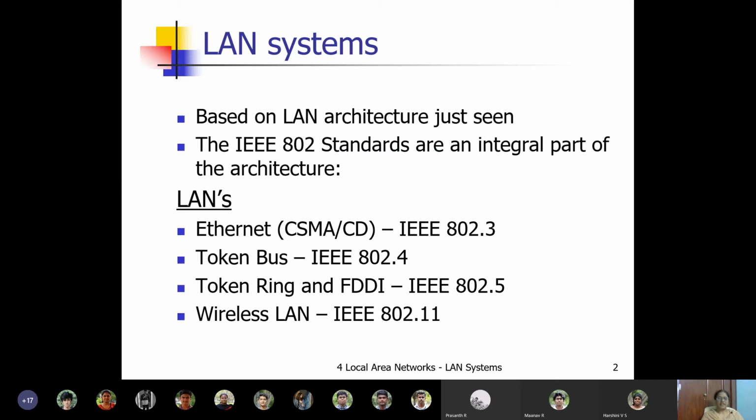So in case of LAN architecture, we have seen various topologies. For each of the topologies, we have various protocols. Normally every protocol has an IEEE number. If I say 802.3, that means it is Ethernet, or CSMA/CD protocol. 802.4 is token bus. 802.5 is token ring or FDDI. 802.11 is wireless LAN, and Bluetooth 802.15 is also one of the LAN protocols. All these protocols are very important and can be asked in your exams.